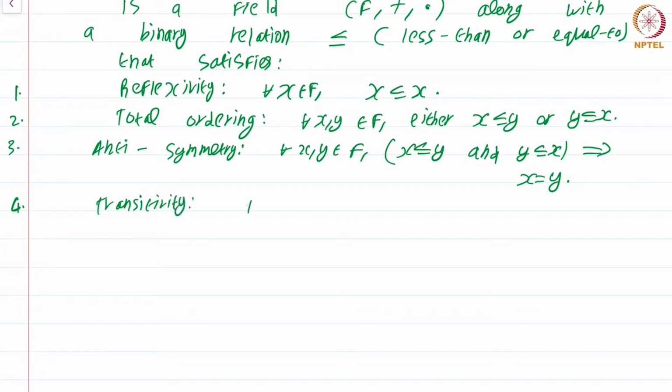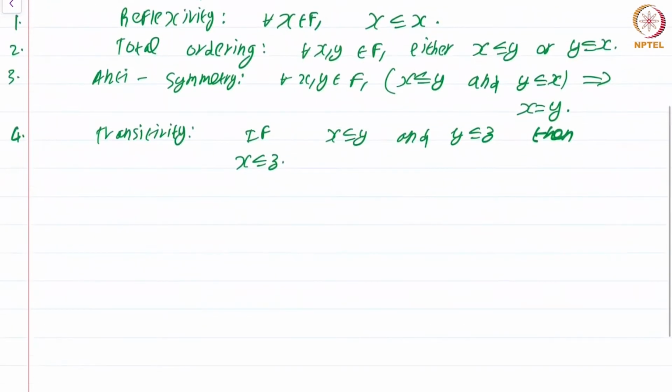And fourth property, transitivity. Transitivity just says that if x is less than or equal to y and y is less than or equal to z, then x is less than or equal to z. This is just the familiar transitive property that you have already seen when we studied equivalence relations. Now, so far, the axioms that I have listed do not interact with any of the existing field operations. So the axioms that I have listed so far are what are known as the axioms of an ordered set.